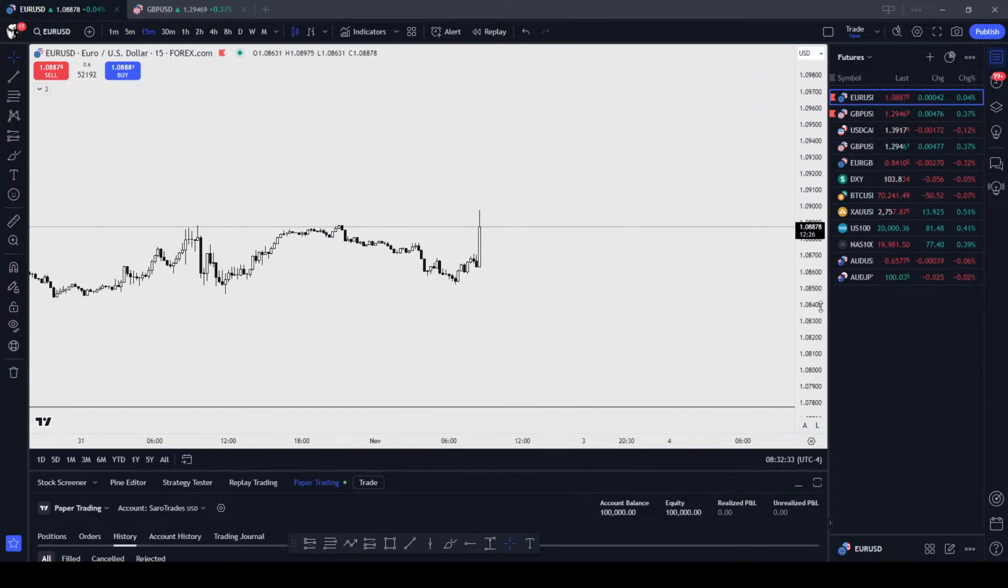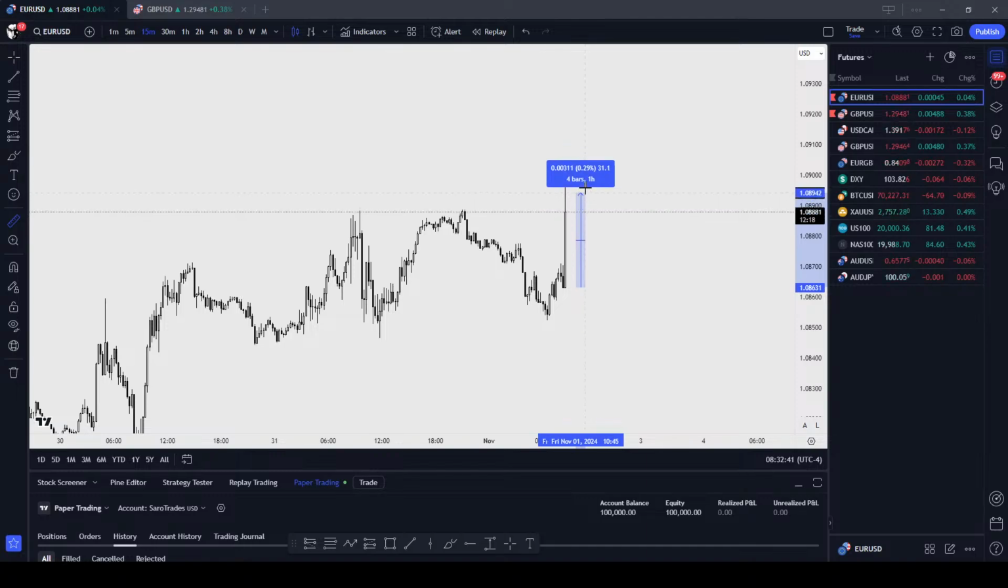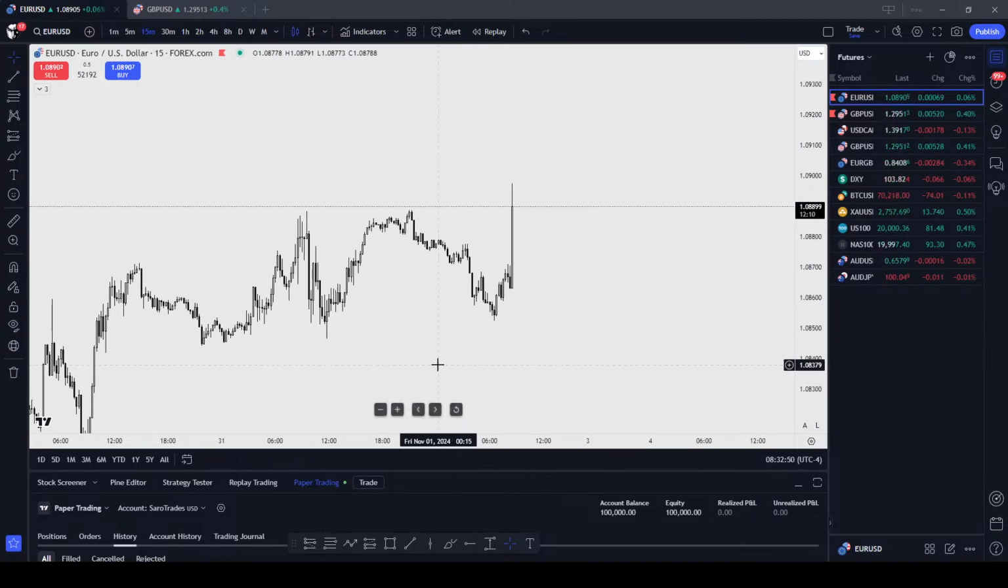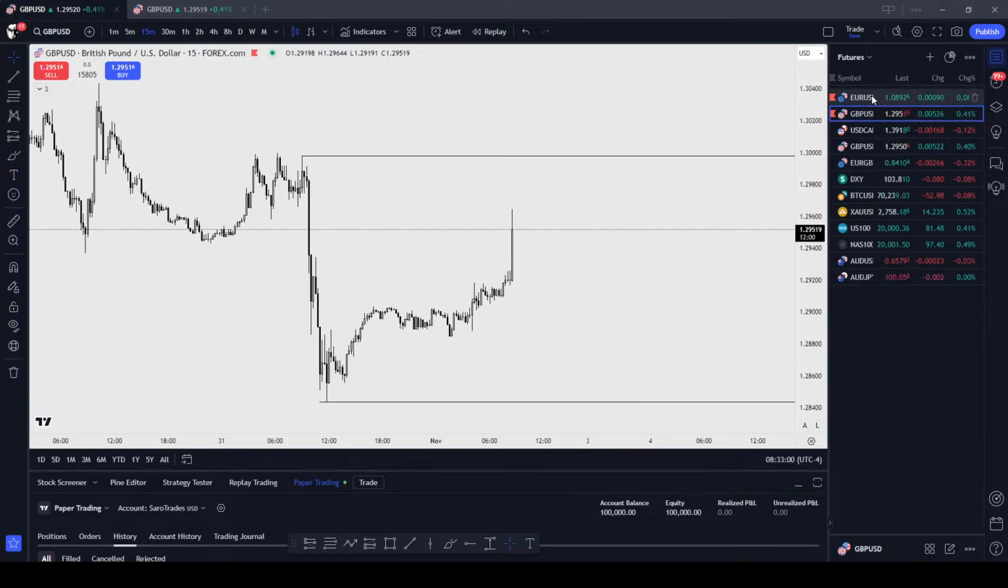Small move. So good to not be a part of these moves, and just looking at them. No stress, nothing, no hesitation, no overtrading, nothing. I love that feeling, to be honest.